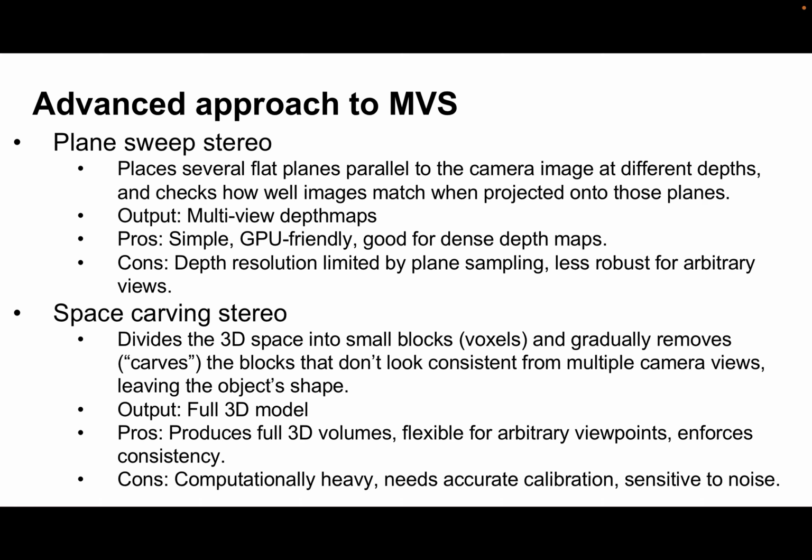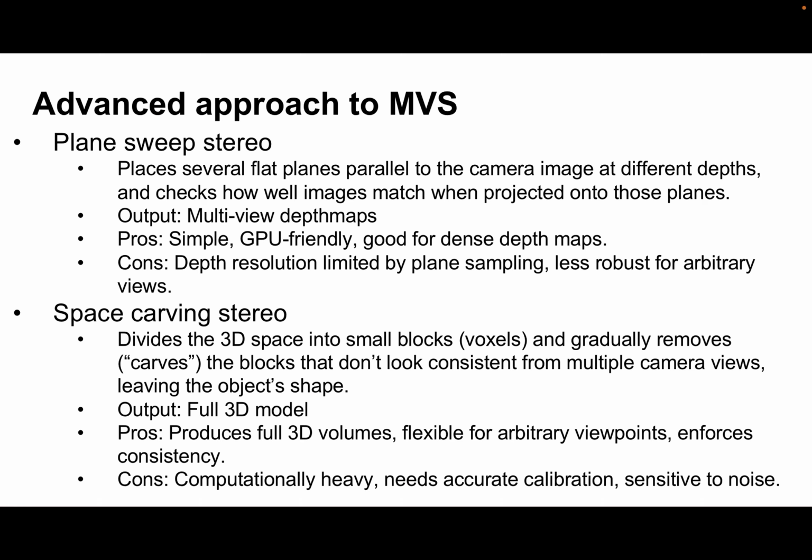The good point of plane sweep stereo is that it is simple and GPU friendly. GPU friendly means we can perform plane sweep stereo in a parallel way without relying much on sequential processes. We can utilize parallel computation, and it is good for dense depth maps. That is the reason why the output of plane sweep stereo is multiview depth maps. But the drawbacks are that depth resolution is limited by plane sampling and it is less robust for arbitrary views.